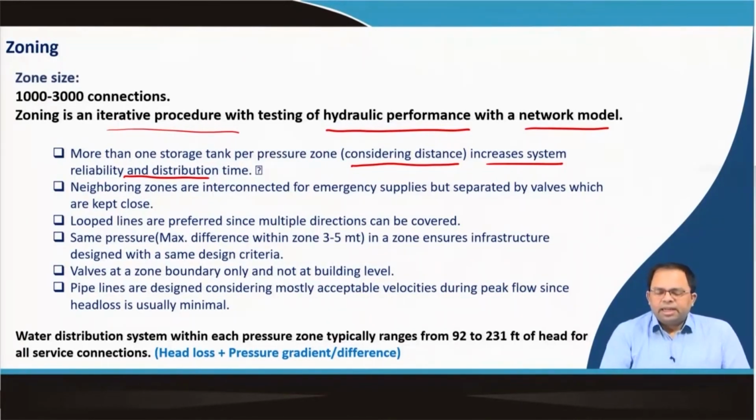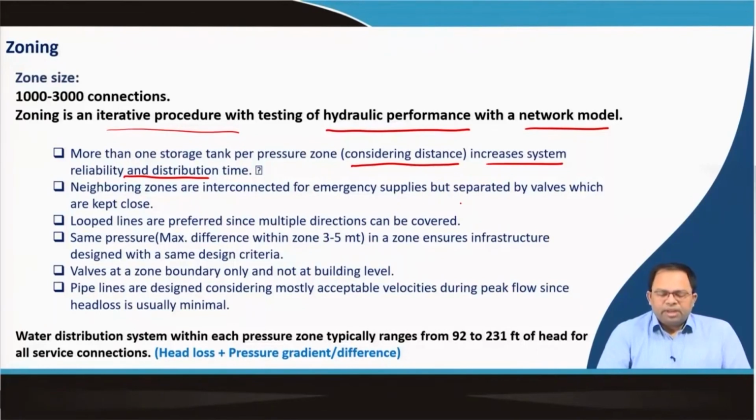Neighboring zones are interconnected for emergency supplies, but separated by valves which are kept closed. That means, as we are discussing, valves are used at the boundary to prevent water from going from one zone to another, but if we want, during an emergency, we can supply water from one zone to another as well. So, those valves could also be opened if required.